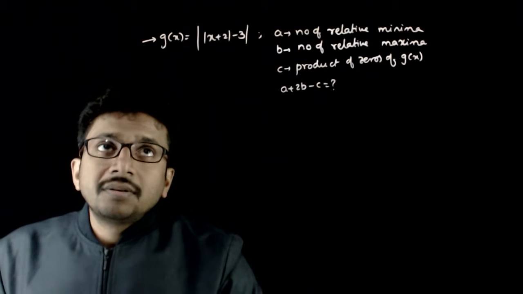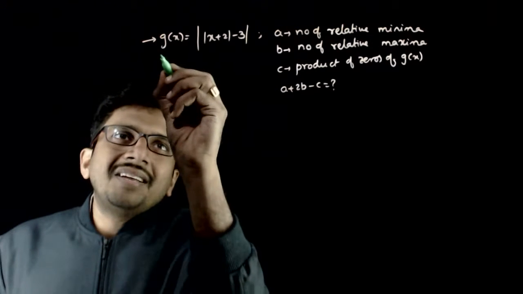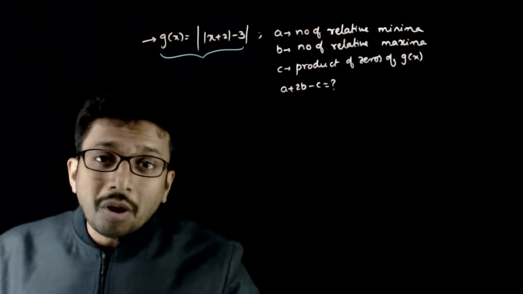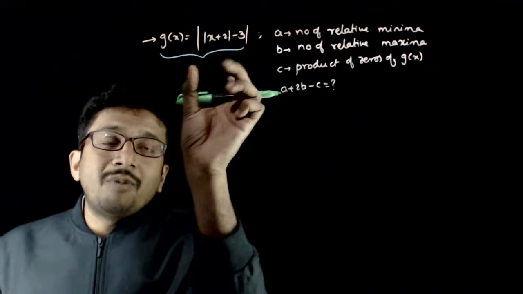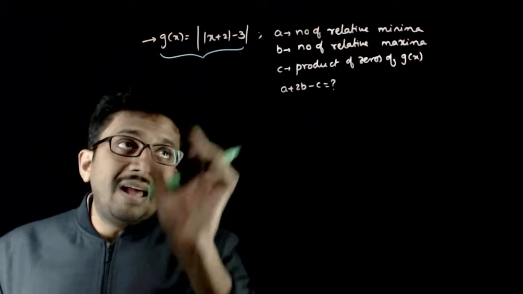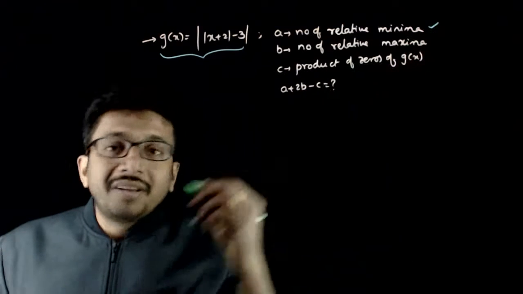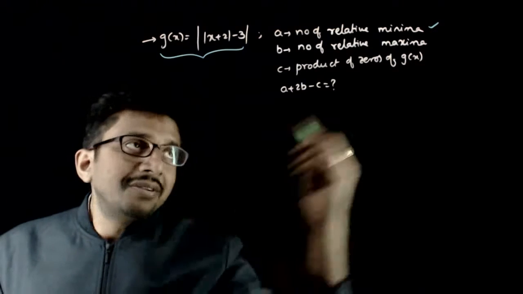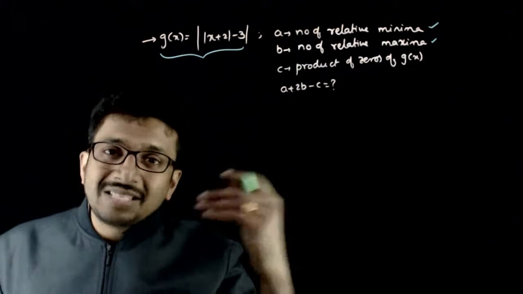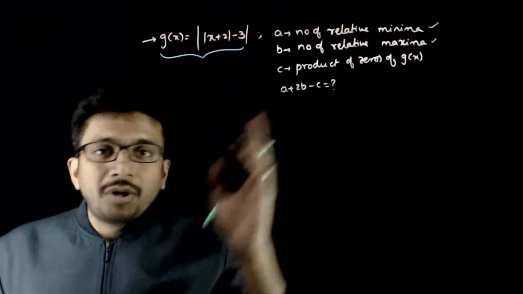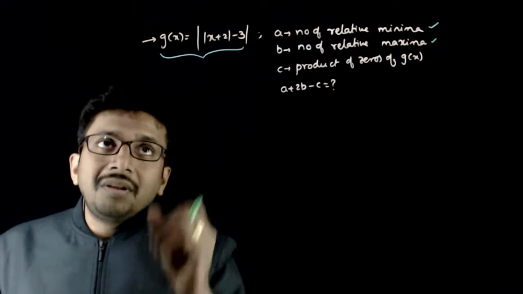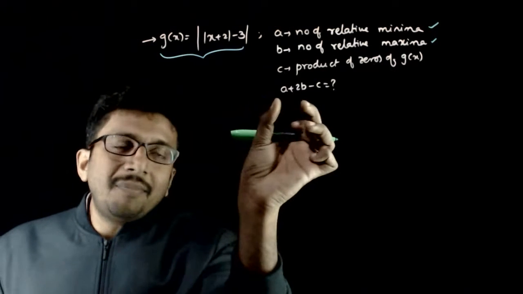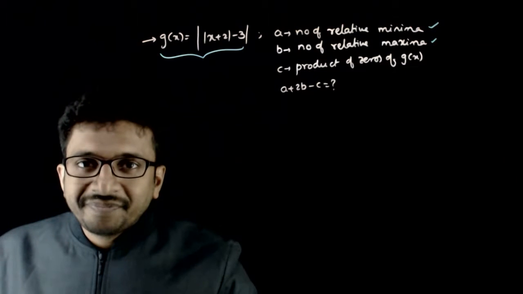So welcome students. In this question you're given that g of x is the function mod of mod x plus 2 minus 3. And a is the number of relative minima of this function, b is the number of relative maxima of this function, and c is the product of all the zeros of g of x. If that is so, you're asked to find a plus 2b minus c.